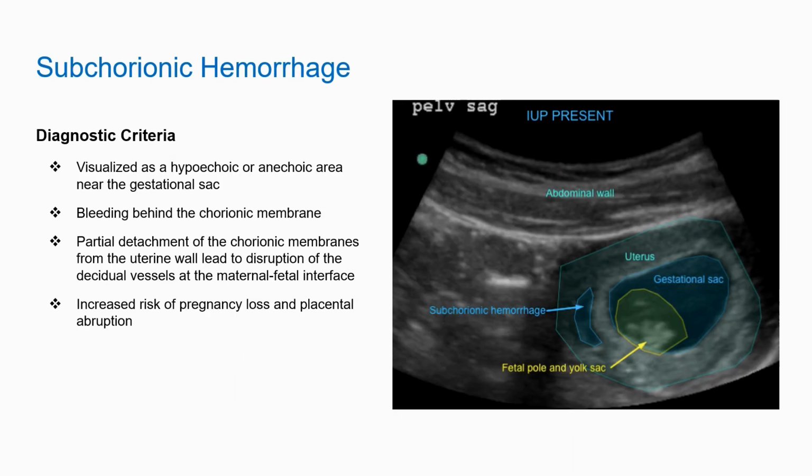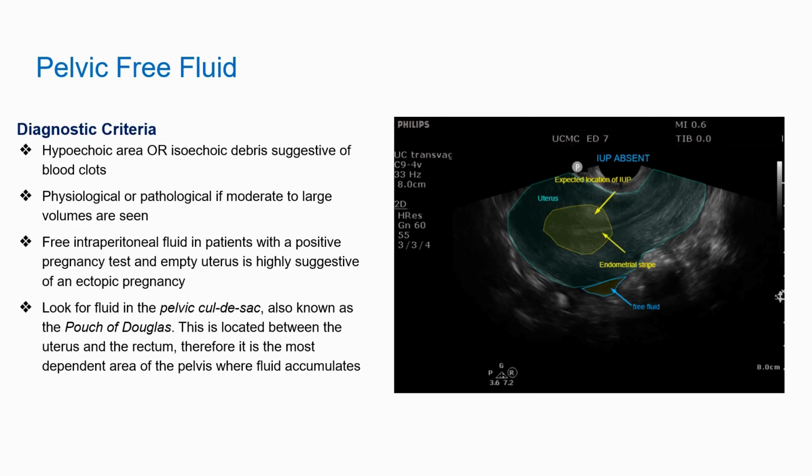A subchorionic hemorrhage is visualized as a hypoechoic or anechoic area near the gestational sac. It indicates bleeding behind the chorionic membrane and may result in an increased risk of pregnancy loss or placental abruption. Pelvic free fluid is common during pregnancy and may not be pathologic, especially in small amounts. You can see it as hypoechoic or isoechoic debris suggestive of blood clots. If there is free intraperitoneal fluid with a positive pregnancy test and an empty uterus, this is highly suggestive of an ectopic pregnancy.